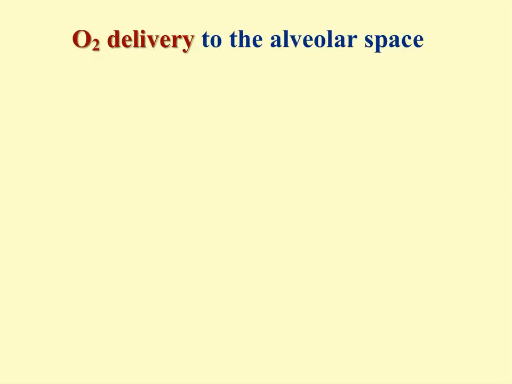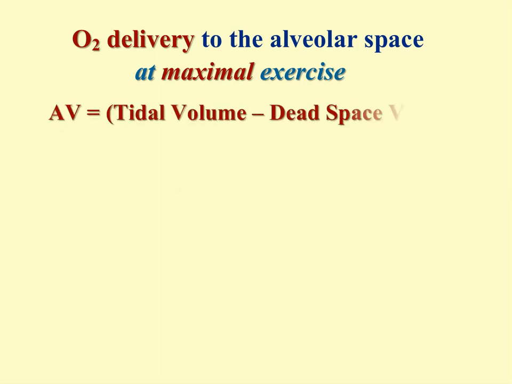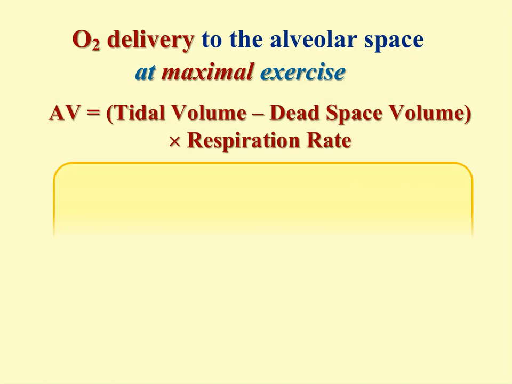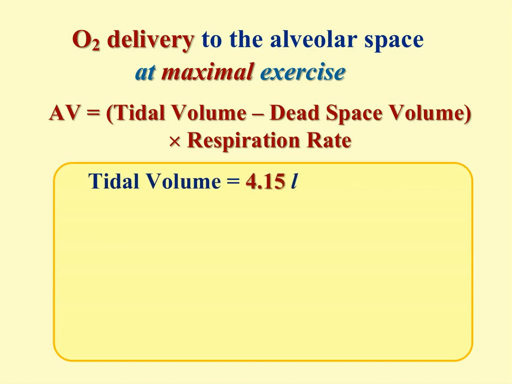Now let's see how much oxygen we can get when we have maximal activity. We consider always a very short period because such a maximal level cannot be maintained for a long time. But let's take at least this peak short period of maximal possible activity. And here we use the same equation, just the values are maximal. And I suggest let's take the tidal volume as 4.15 liters.